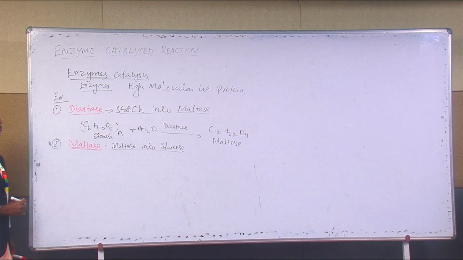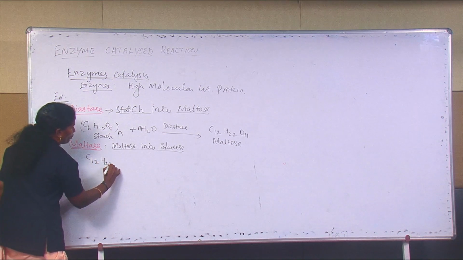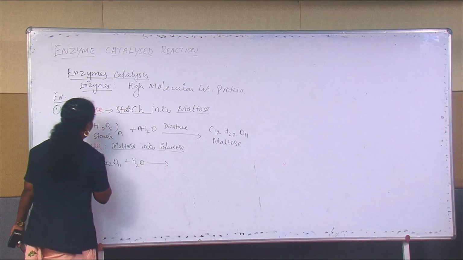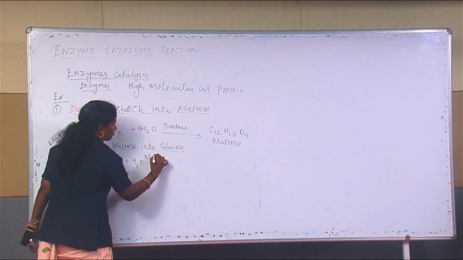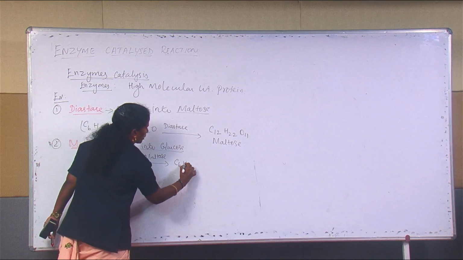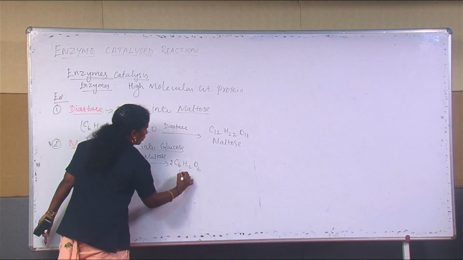Maltose into glucose. The molecular formula of maltose is C12H22O11. Its hydrolysis in the presence of maltase forms glucose, C6H12O6. It is a monosaccharide. So, maltose is hydrolyzed to form glucose.